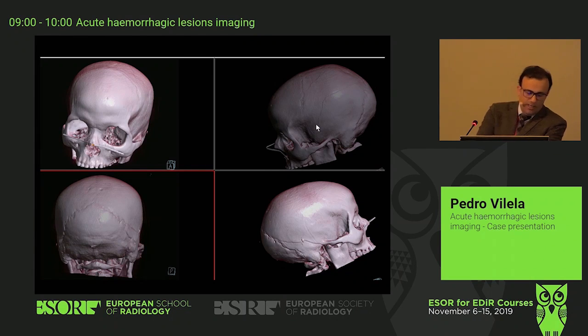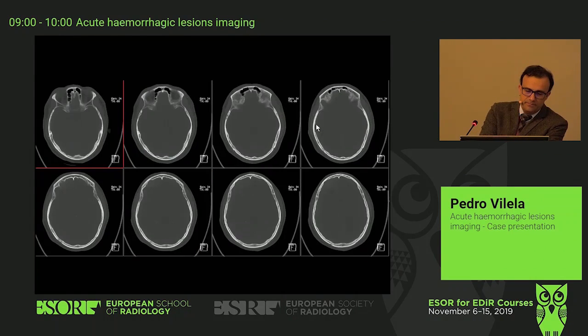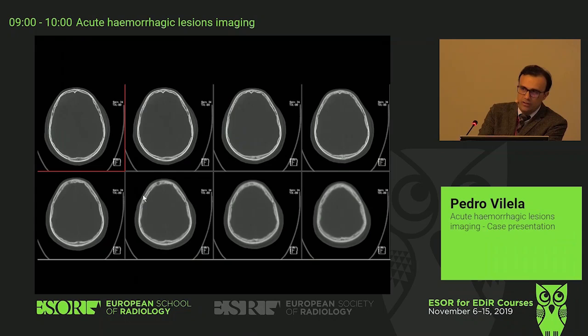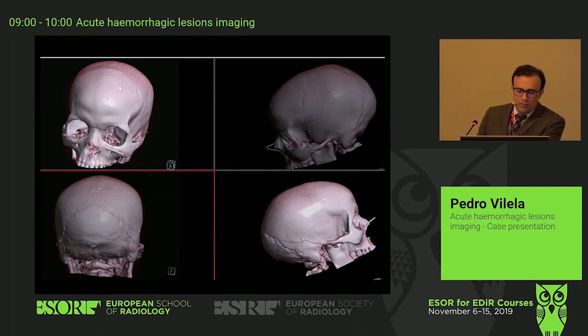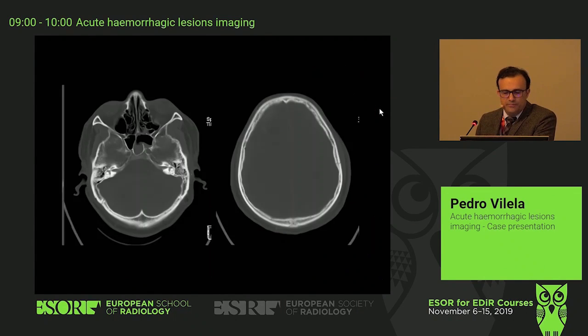Okay? If we go back, now, where is it? Very difficult to see. Okay, so this is a pitfall in trauma patients, always to do the 3D and to look at the fractures. And if you think that the axial slice will be parallel to the fracture, you are not going to see it on the axial view.